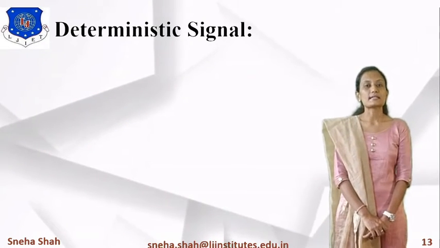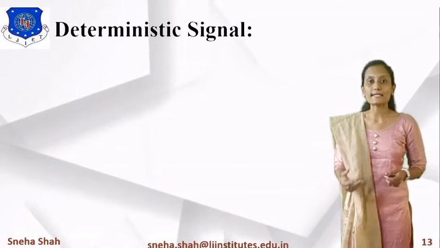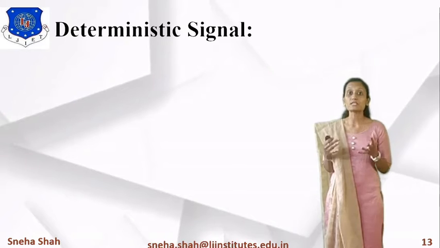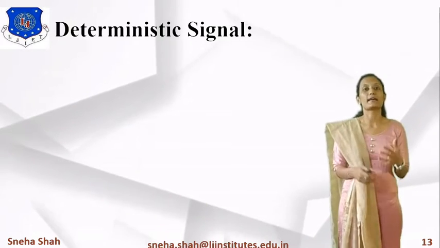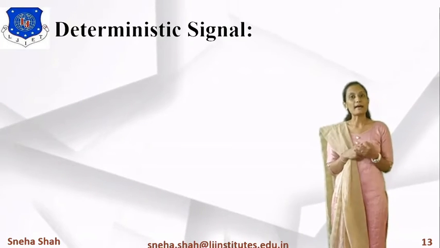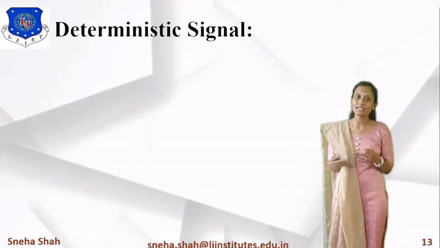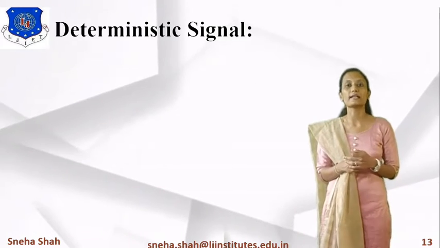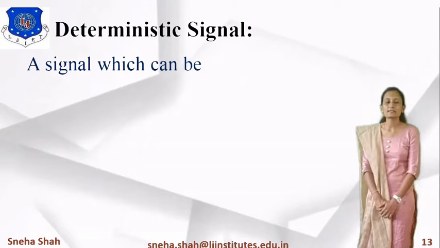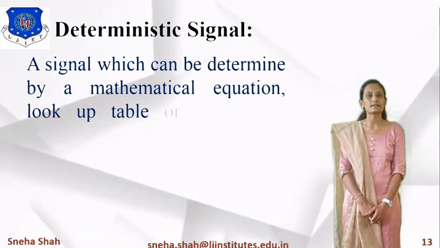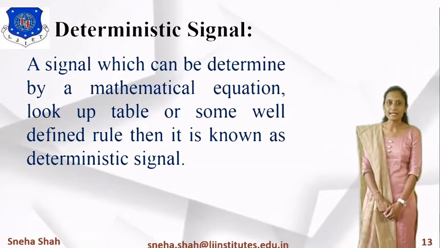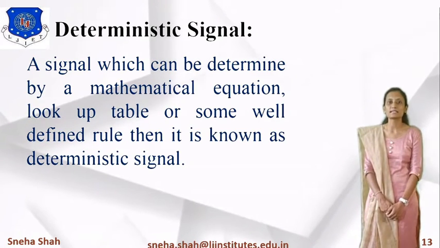Now the next type of signal is the deterministic signal. Now what is a deterministic signal? A deterministic signal is one kind of signal which we can determine by any method, by using a graphical method, a mathematical method, a lookup table, or any well-defined rule. So a deterministic signal is a signal which can be determined by a mathematical equation, lookup table, or some well-defined rule.